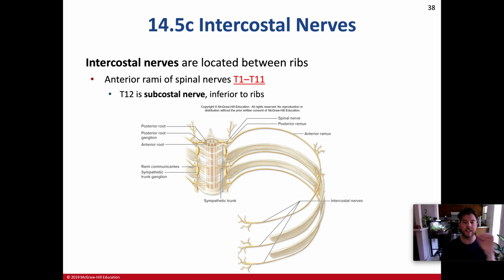Okay, so looking at the intercostal nerves, there was a lot of information on intercostal nerves from your book. I'm kind of parsing this down. Intercostal nerves are located between the ribs. Hopefully that's easy to remember, intercostal. And they include the anterior rami of spinal nerves T1 through T11. T12 is subcostal and it's inferior to the ribs, the T12 nerve. That's what I want you to know. So the anterior rami of which spinal nerves, T1 to T11. Where are they located? And they innervate the ribs. They innervate the intercostal muscles.